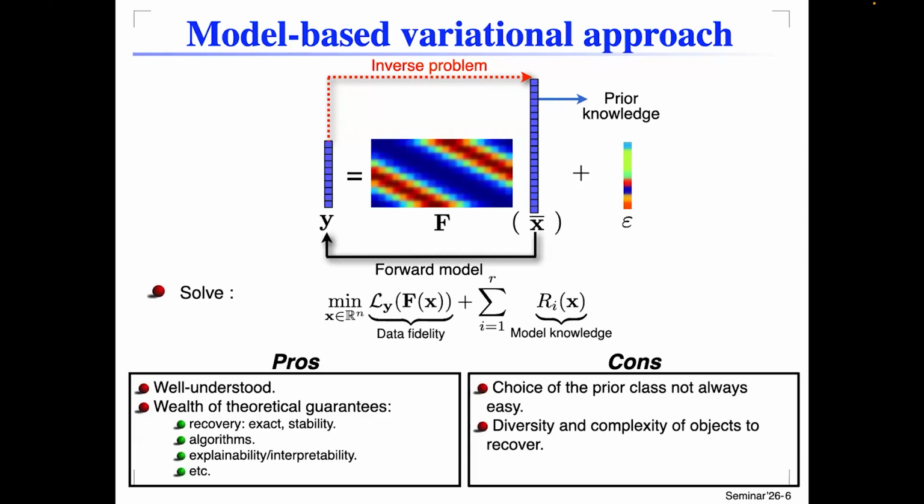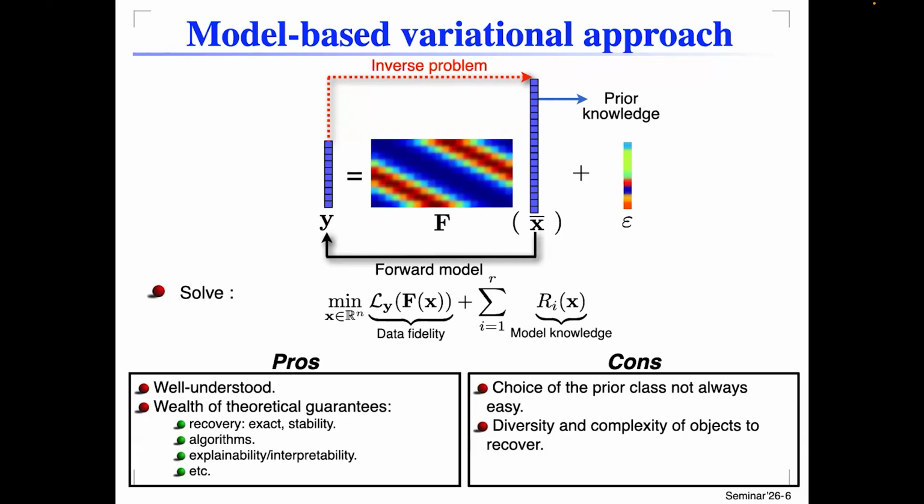Okay, what are the cons? The cons is, of course, you have to design the regularizers. This is not something which is free. You have to impose some prior, and the choice of this prior is handcrafted. It's the expert who does this, and it's not always easy. And we're limited, of course, by the set of regularizers that we can design.